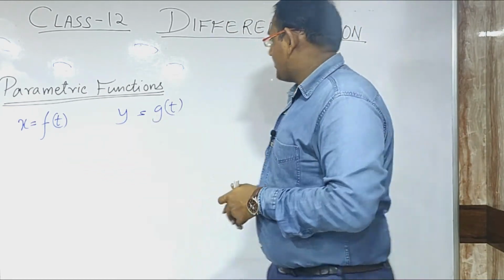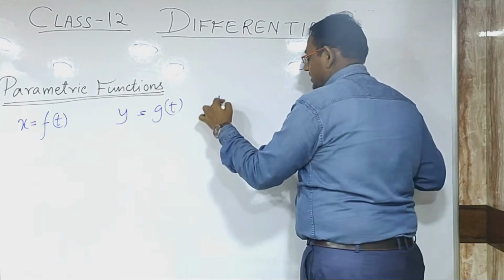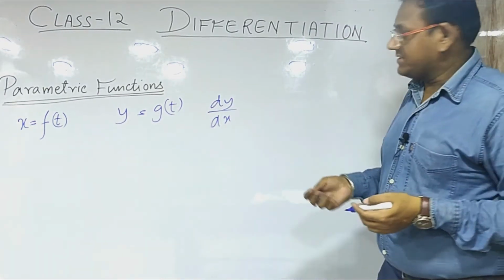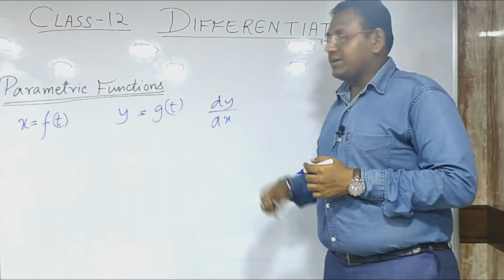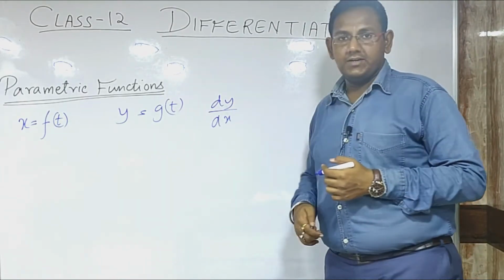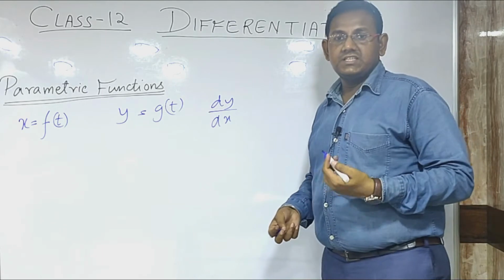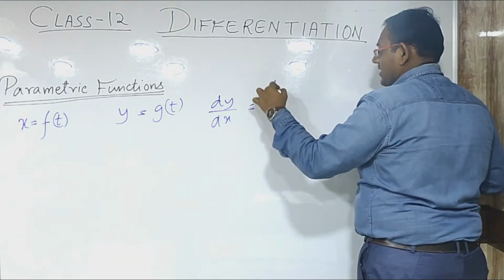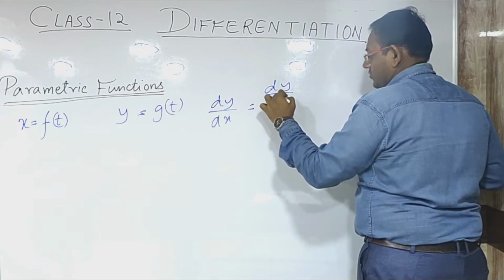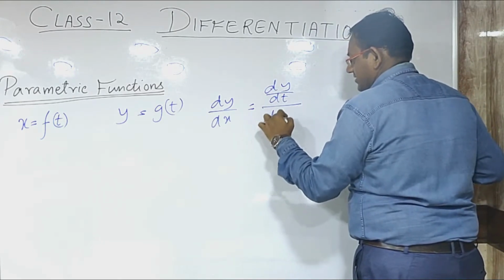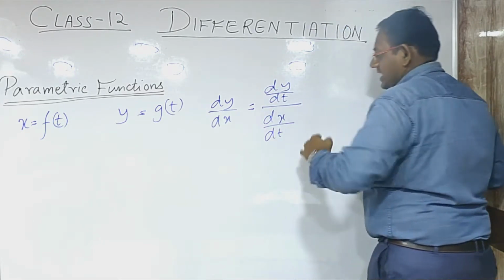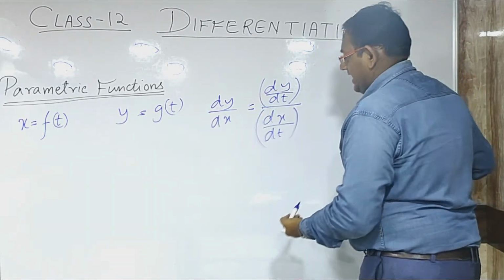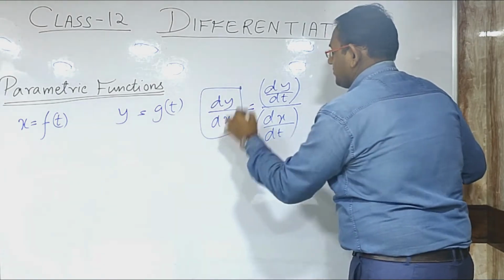Now if we want to find dy by dx, the only problem is that neither is y dependent on x, nor is x dependent on y. So how do we proceed with this kind of question? Let us differentiate y with respect to t and differentiate x with respect to t, and whatever results we get, we divide them, and then we get this.